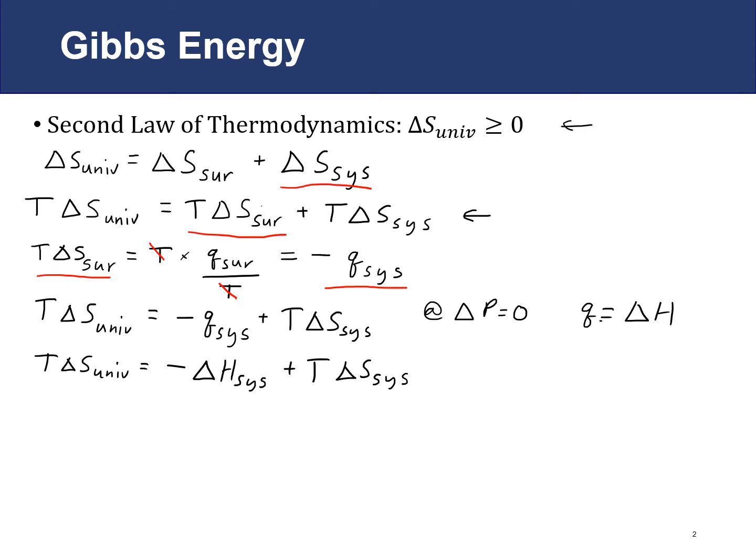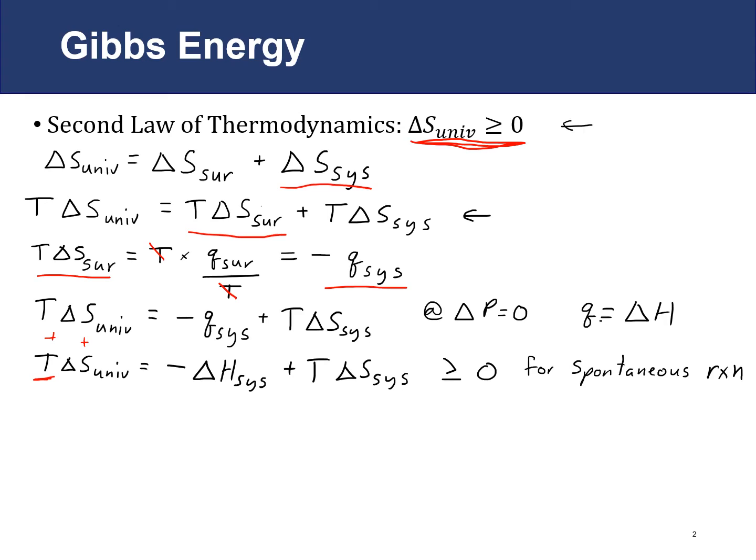So, because the change in entropy of the universe has to be greater than 0, by our second law of thermodynamics, if this process is spontaneous, the temperature value, we're working in Kelvin, always has to be a positive number. So a positive number times a positive number has to be positive. So this process has to be greater than or equal to 0 for a spontaneous process or reaction.